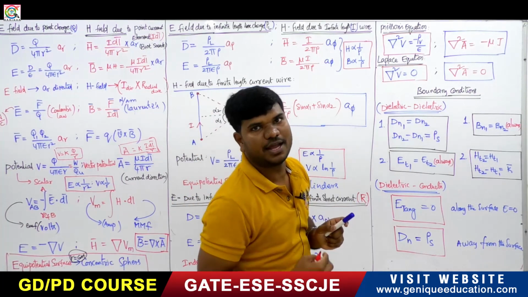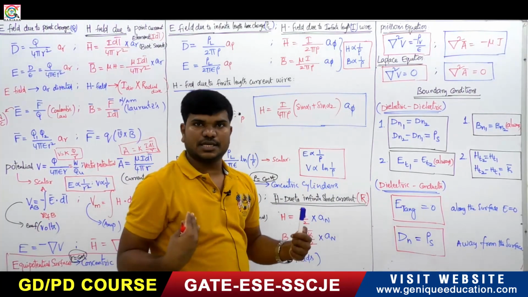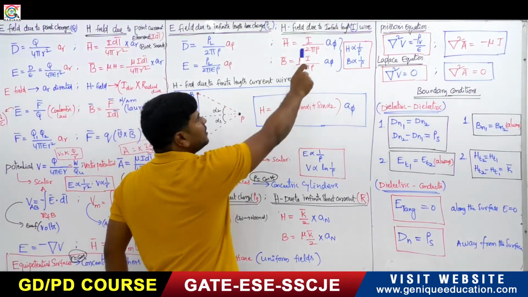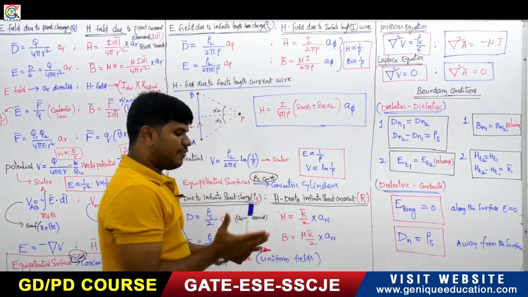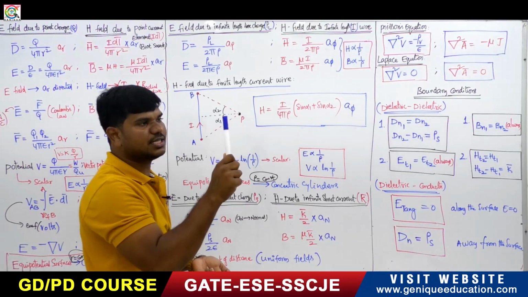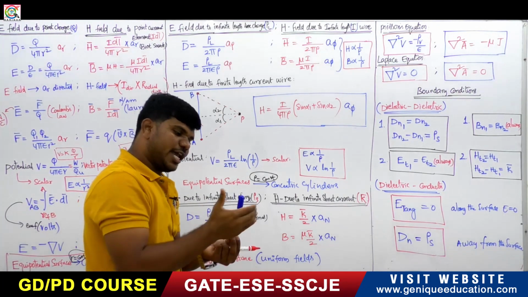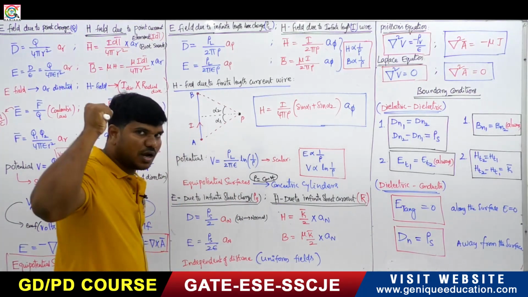What is meant by A phi? Already you know from the spherical coordinates, A phi direction. Suppose the current is in AZ direction, then the magnetic field will be in A phi direction, like this. If the current is in this direction, AZ, then the magnetic field will be in A phi direction. This is the point you have to understand.